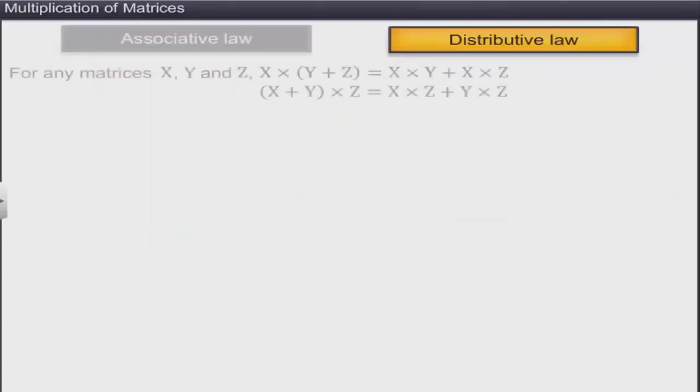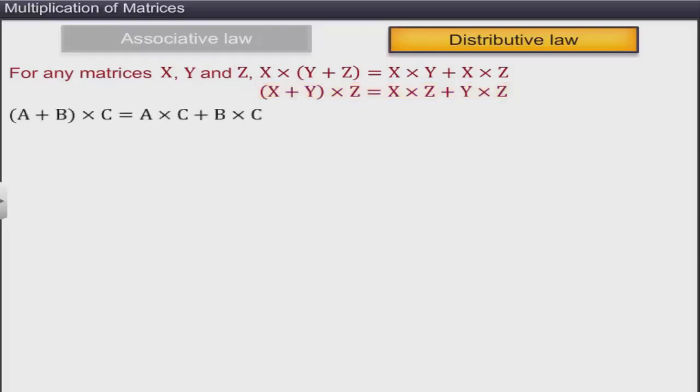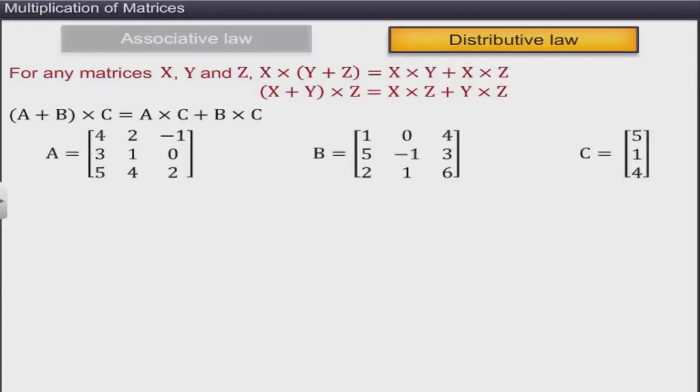According to the distributive law, if X, Y and Z are three matrices, then X multiplied by Y plus Z is equal to X multiplied by Y plus X multiplied by Z. Also, X plus Y multiplied by Z is equal to X multiplied by Z plus Y multiplied by Z whenever both sides of the equality are defined. Now, let's verify the distributive law for the multiplication of matrices with matrices A, B and C as shown.